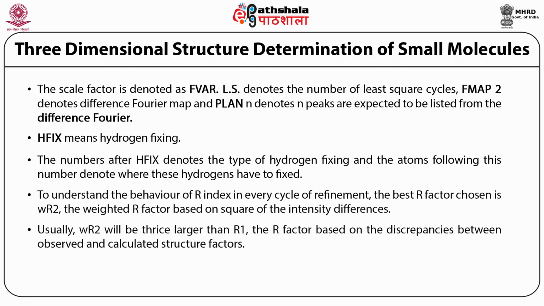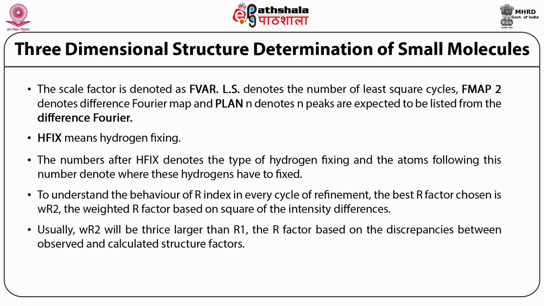Now, in every cycle of refinement, an R factor is printed. That is known as wR2, weighted R factor based on the square of the intensity differences. Finally, we have the R factor, which is nothing but the summation of the absolute value of mod Fo minus mod Fc divided by the summation of mod Fo. So this tells you how far your calculated structure factors agree with the observed structure factors. Smaller the difference, better is the agreement.